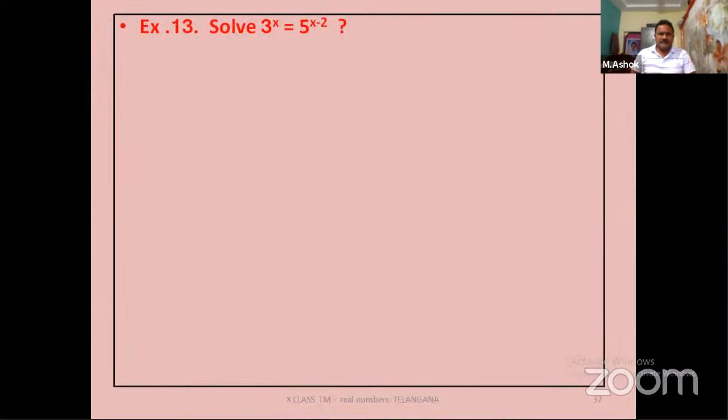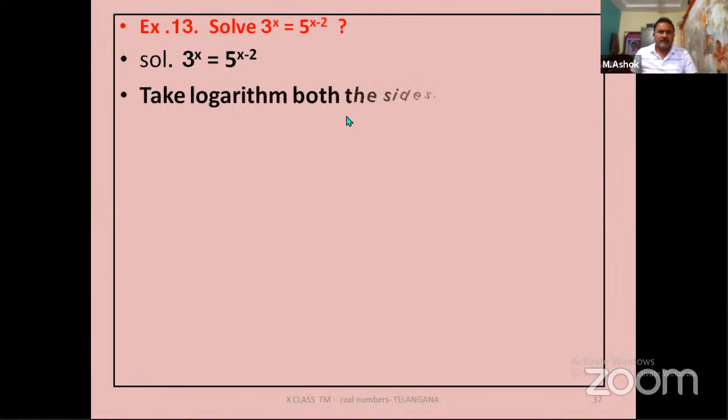Now, example number 13. Similar sums are there in the exercise, so I am telling example sums and you have to solve the exercise sums. Okay. Now example number 13: solve 3 to the power of x is equal to 5 to the power of x minus 2. You have to find the value of x. First of all, take logarithms on both sides.